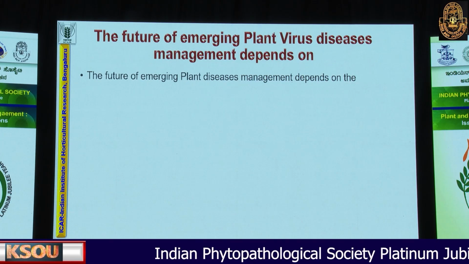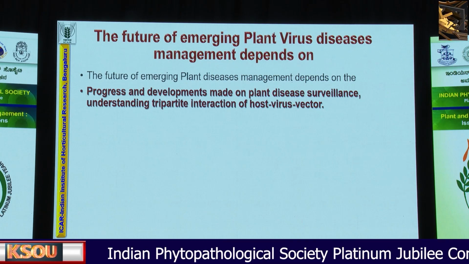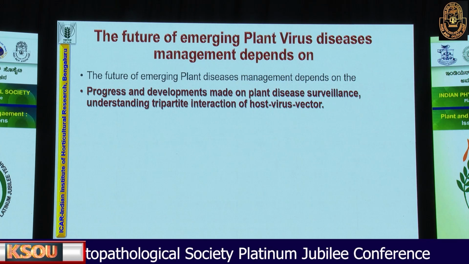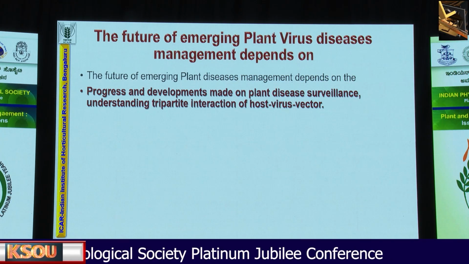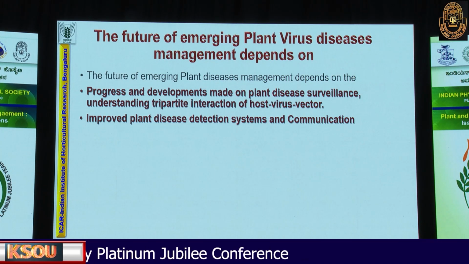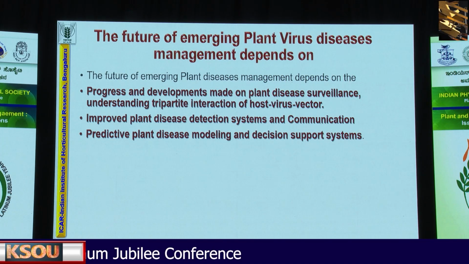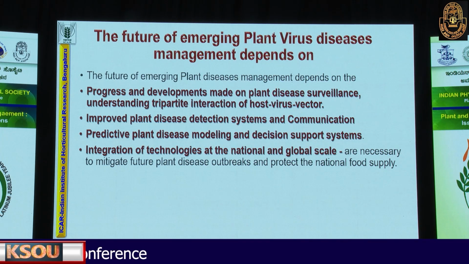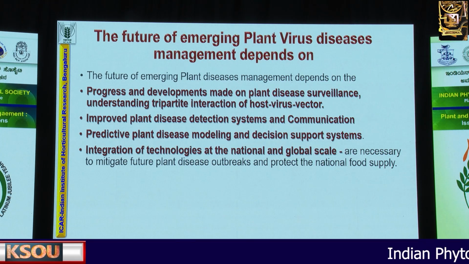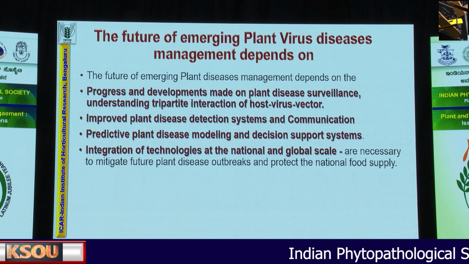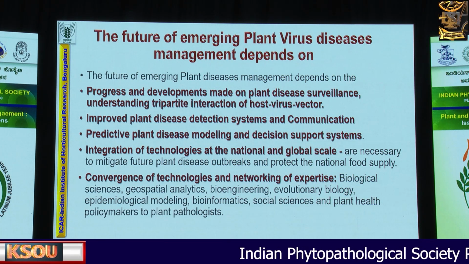And the future of emerging plant disease management depends on progress and developments in disease surveillance, identifying the proper cause and spread of the disease, and improved disease detection systems for proper detection of viruses. Communication and forewarning systems are needed so that we can give farmers early information on how to take preventive measures, along with plant disease modeling and decision support systems for different agro-ecosystems on how to use these management technologies. Integration of all these technologies is required.